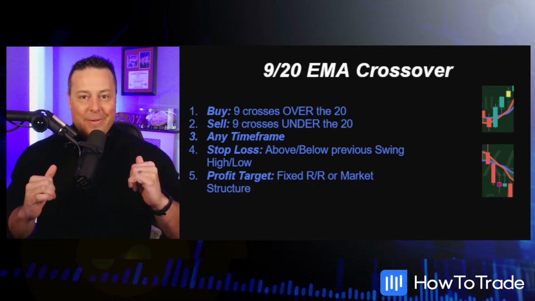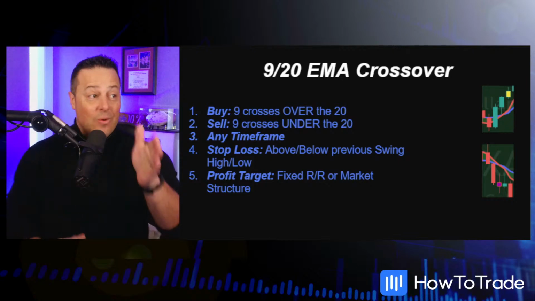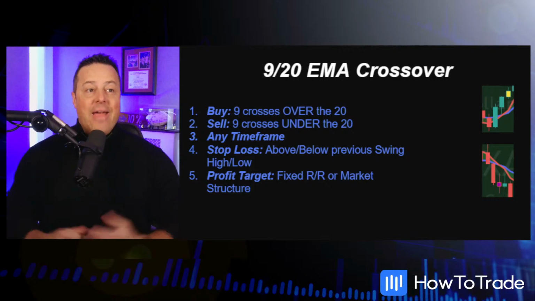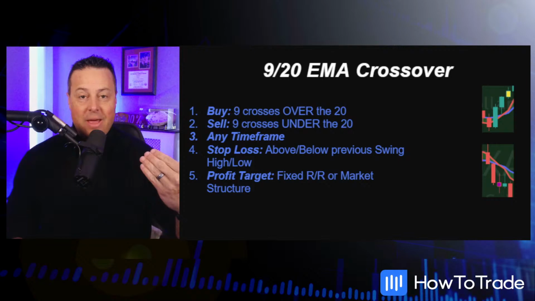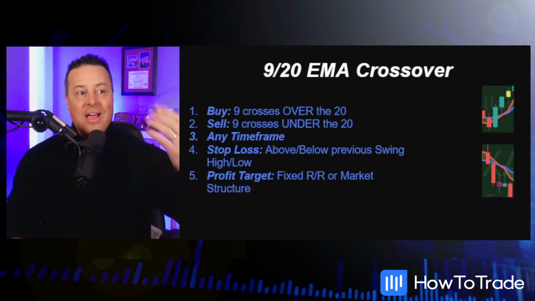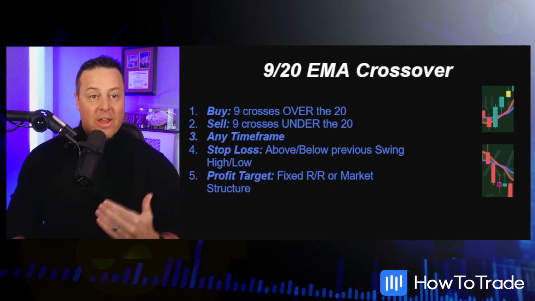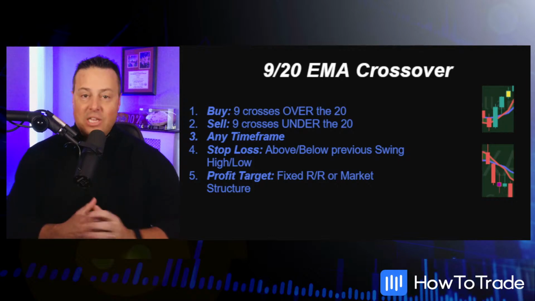Don't make it hard. It's easy. These are the rules, very simple. A buy is when the 9 crosses over the 20 EMA. That's it. Crosses over, we're looking to buy. A sell is when the 9 crosses under the 20. We're looking to sell the market. You can execute this on any time frame.